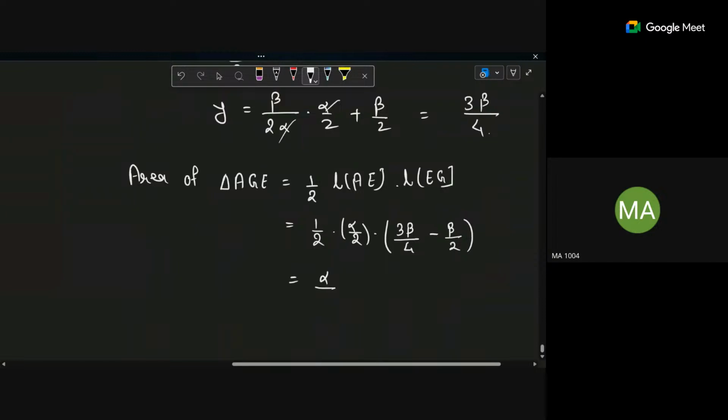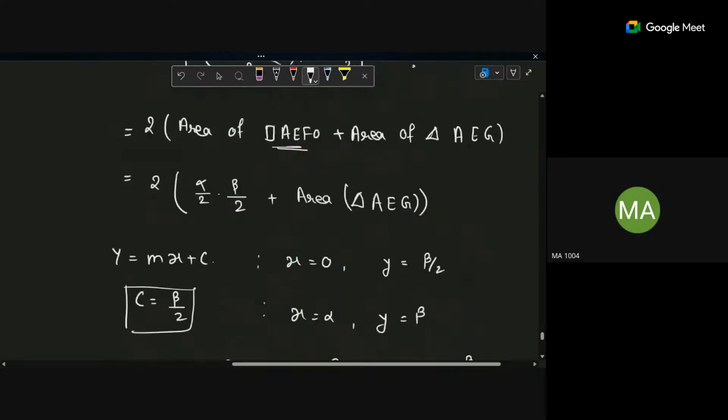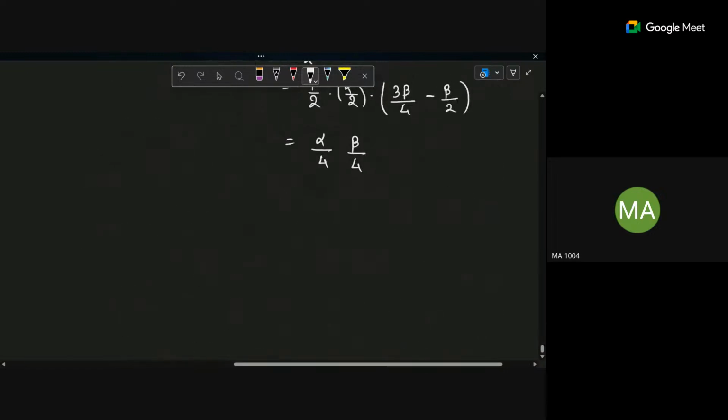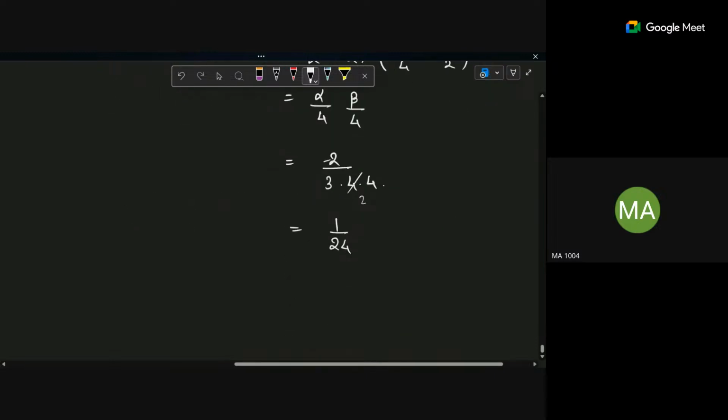So it is alpha by 4 into beta by 4. The product alpha beta, we know, is somewhere 2 by 3. So it's 2 by 3 multiplied by 4 into 4, so by 2, 1 by 24. So this was the area of triangle AGE.